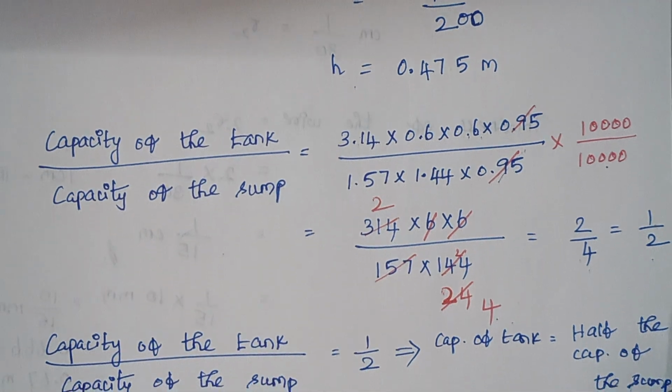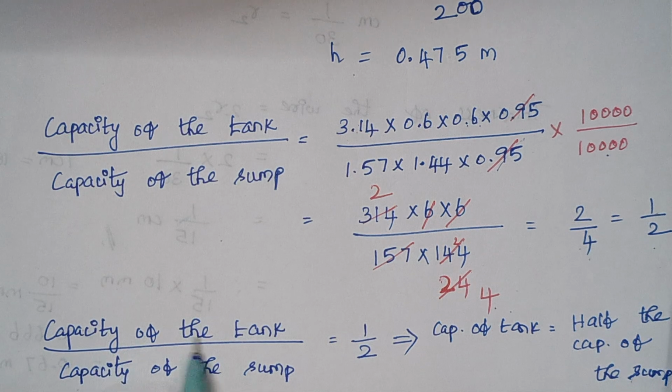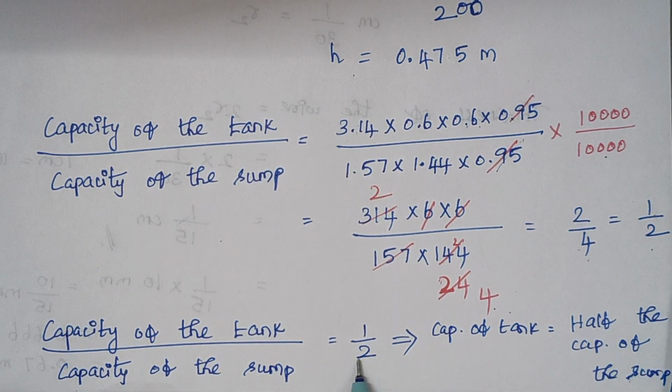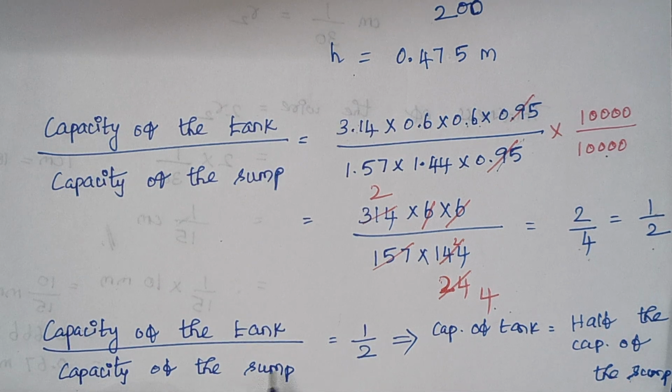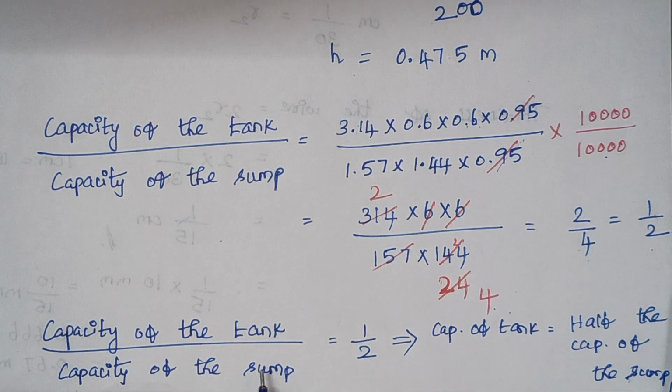So now you can write it as, the capacity of the tank is 1 by 2, which is nothing but half. So I am moving this to the numerator part, therefore it becomes multiplication. Here it is division and it occupies the numerator part on the right side. Therefore, capacity of the tank is half of the capacity of the sump. So finally, this is our answer.